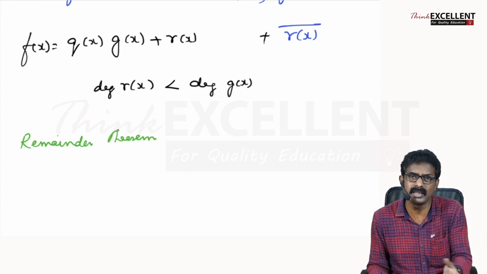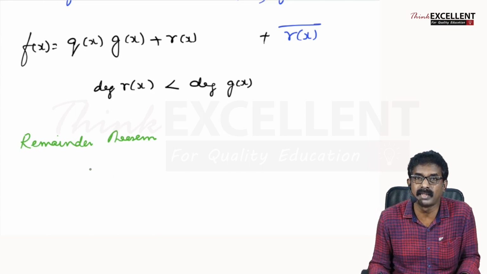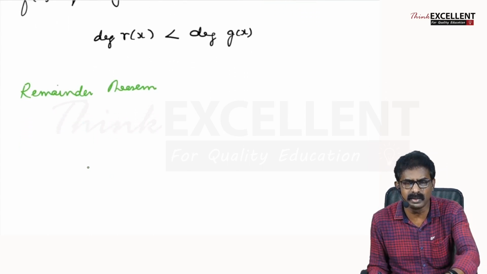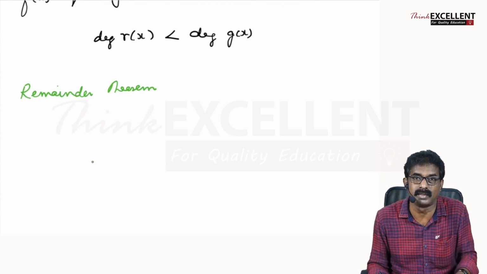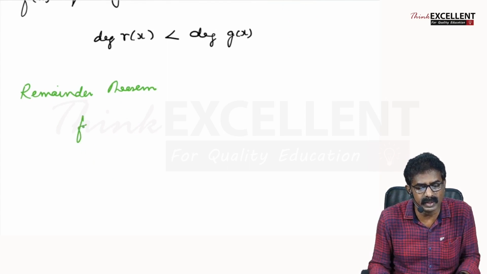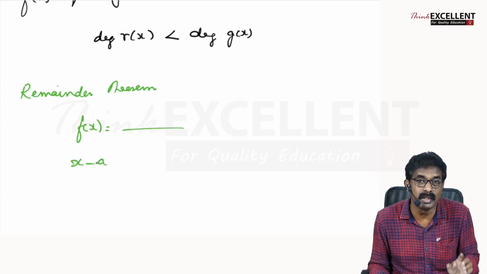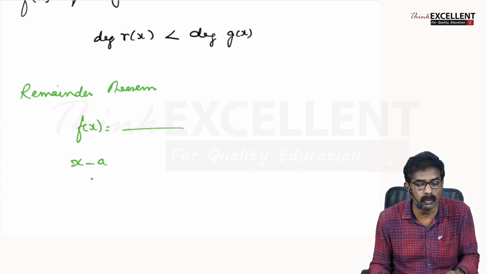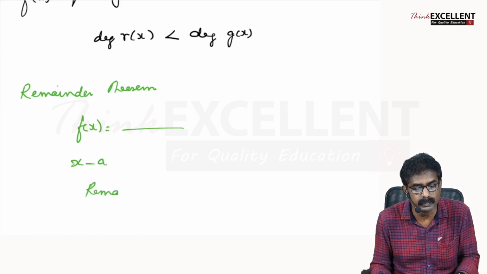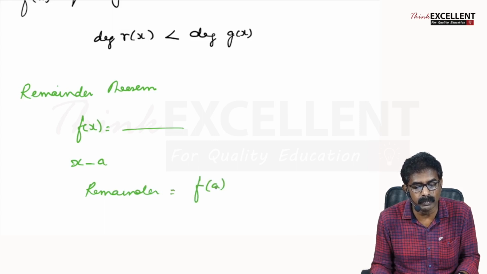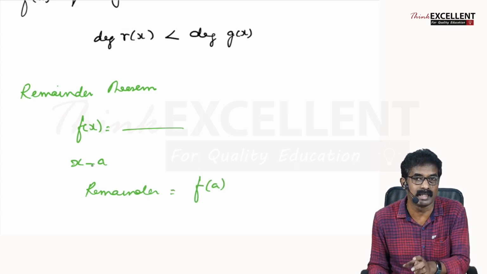If the remainder is 0, we say it's a factor, right? What is the remainder theorem? I'm not going to give the statement at all, we just see what it is. Say f of x is a polynomial. So you want to divide by x minus a. When you divide by x minus a, what is the remainder? Remainder is equal to f of a. Because we divide by x minus a, the remainder is f of a.